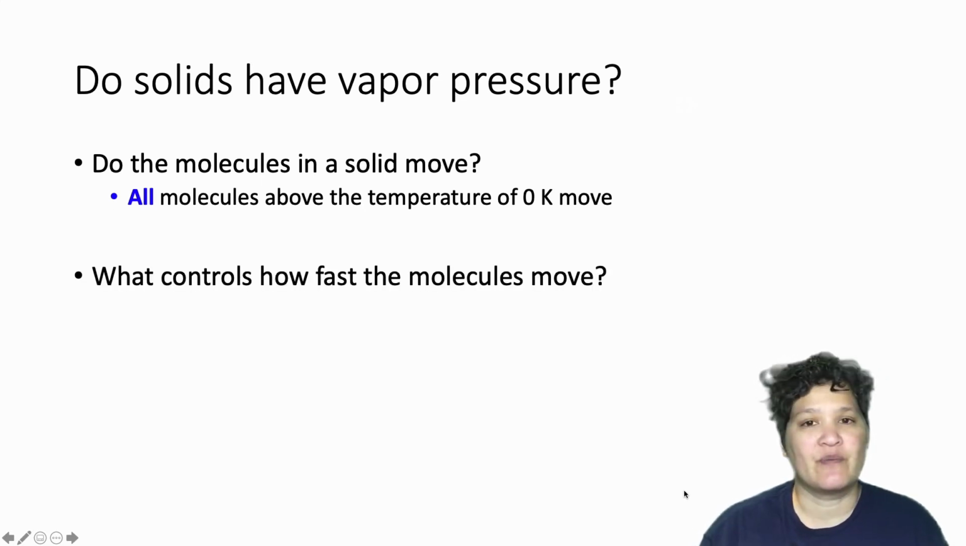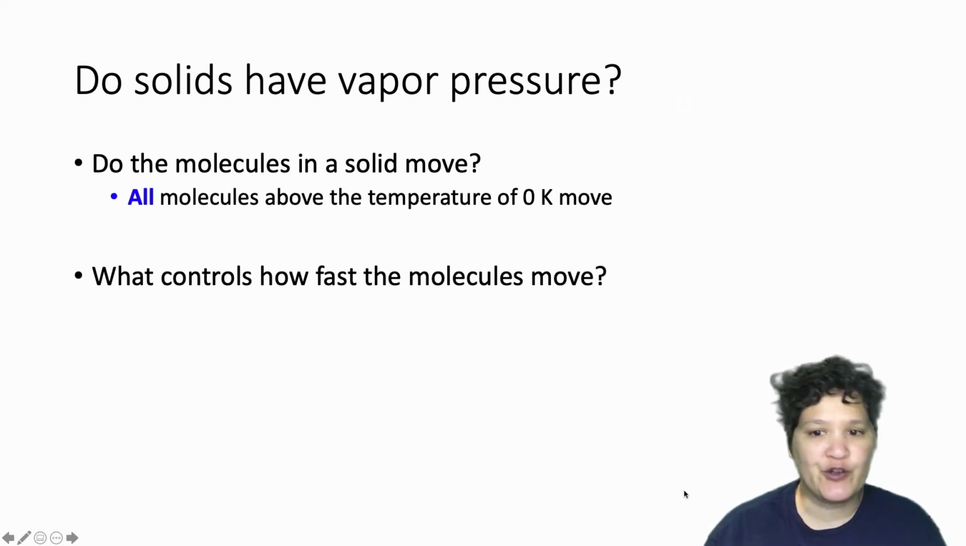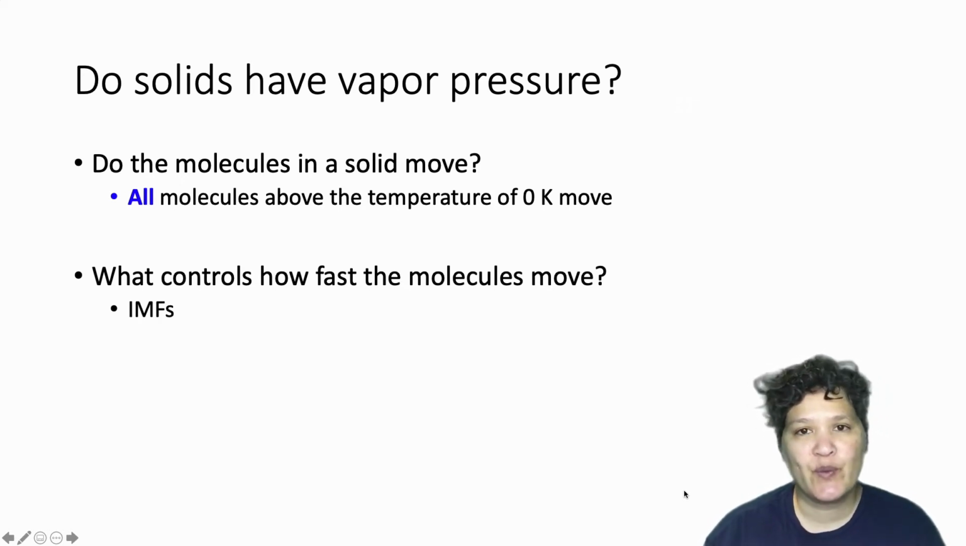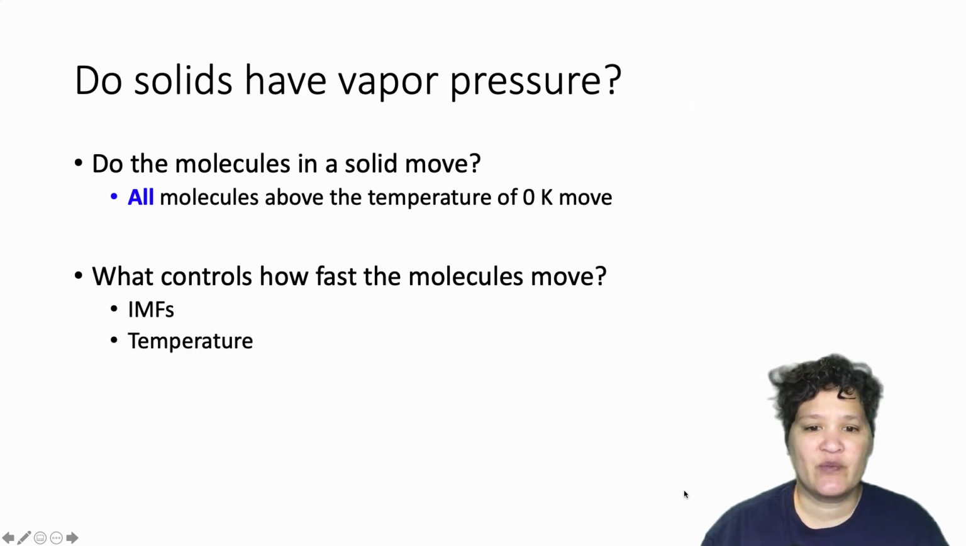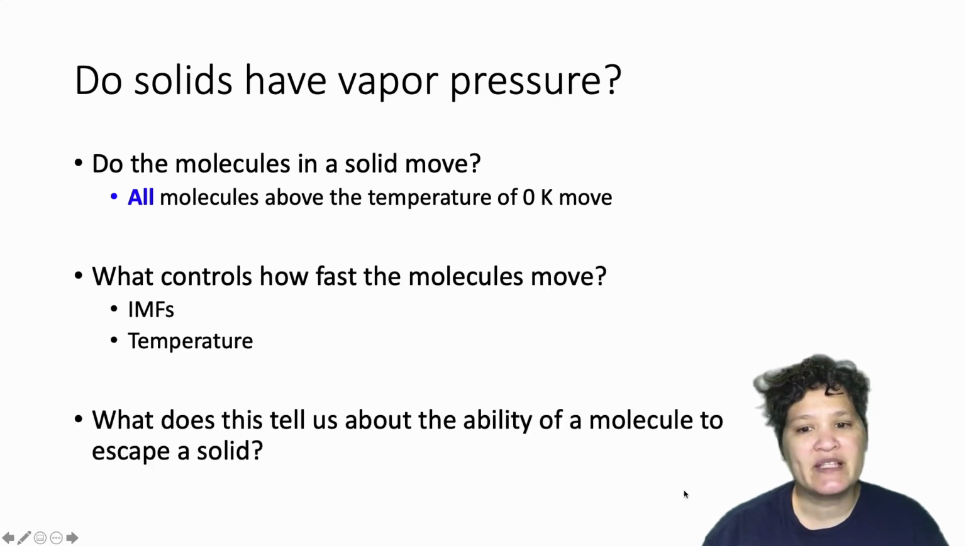What controls how fast the molecules move? Well, intermolecular forces do. The stronger the forces, the less the molecules can move around. And solids have pretty strong intermolecular forces compared to liquids. But there's also the temperature factor. The higher the temperature, the faster on average the molecules will move. So how does that relate to solids?